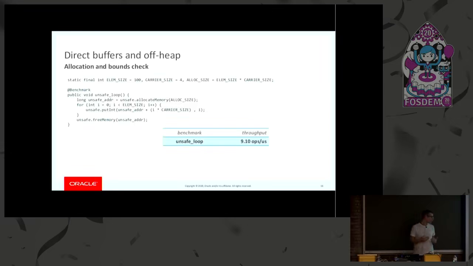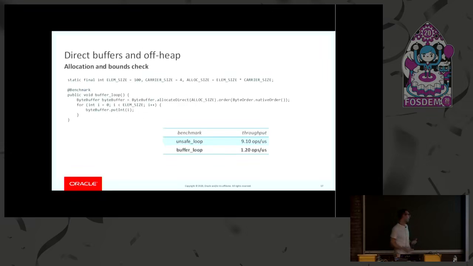So if you use unsafe, you get a certain throughput, so 9 operations per microsecond, that's fine. Let's try to replace this code by using the ByteBuffer API, which is a supported API. We can see that the throughput is almost 9x slower compared to unsafe. This is due to the extra safety that the ByteBuffer API provides, but it's also due to a number of extra factors. Here we can see that there are at least 2 factors that are hindering performance.